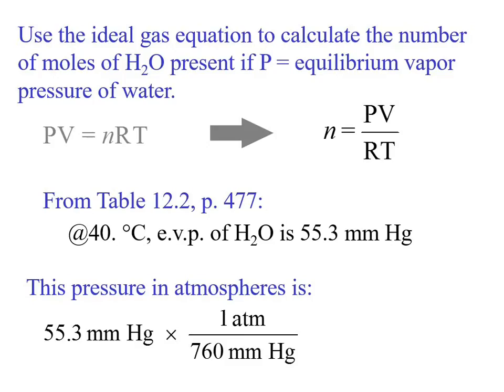Remember that there's no uncertainty brought by this ratio because this is an exact equality. So we round to 3 significant figures. I got the equilibrium vapor pressure of water, in any container at a temperature of 40 degrees Celsius, is 0.0728 atmospheres. Okay, so that's going to be our P.